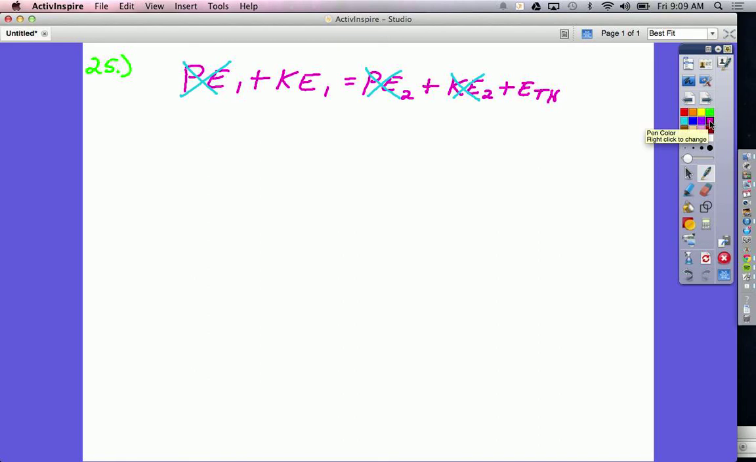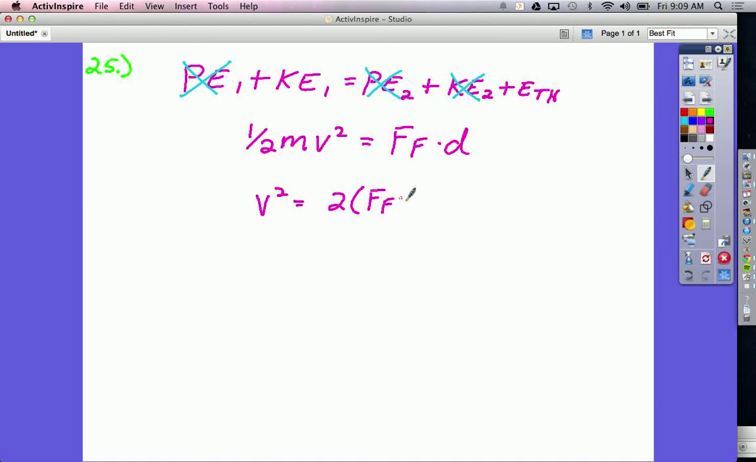So now we're going to expand our kinetic energy term and our thermal energy term. Kinetic energy is 1/2 mv squared, and thermal energy is the force of friction multiplied by the distance that the bullet traveled in that ballistics material. From here, we can rearrange a little bit and solve for velocity. So I'm going to move the 1/2 and the m over. So I'm going to get v squared equals 2 times friction times distance, it's the 1/2 moved over, and divide that by the mass.